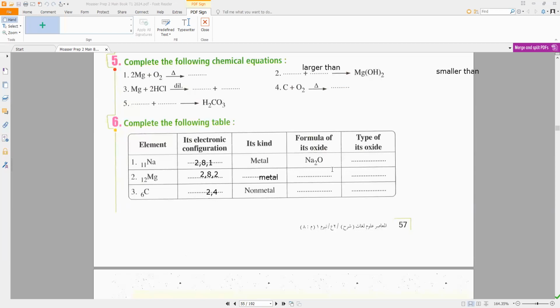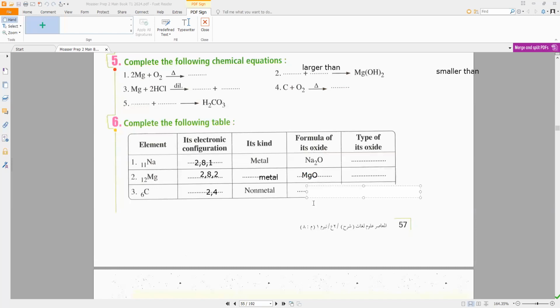Sodium's oxide formula is Na2O. The magnesium oxide's symbol is MgO, but we write the formula according to the valency. Magnesium has valency 2, bivalent, and oxygen is also bivalent, so they cancel each other. When they are the same, we cancel 2 with 2. So this is the formula of magnesium oxide.